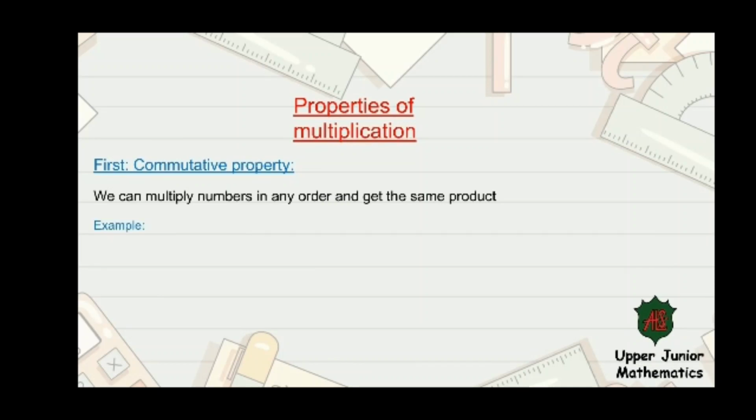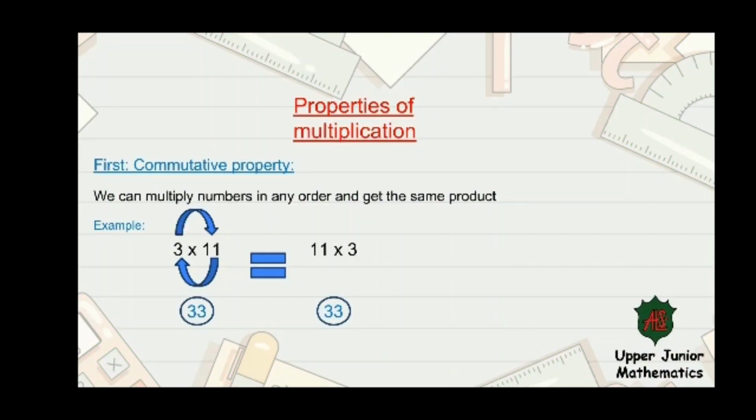For example, 3 times 11. 3 times 11 is 33. Let me ask you a question. Will the answer differ if I switch the order of the 3 and the 11? Let's see. 11 times 3. 11 times 3 is also equal to 33. So in both cases, we got the same answer. So switching the order of the 3 and the 11 will not change the answer.